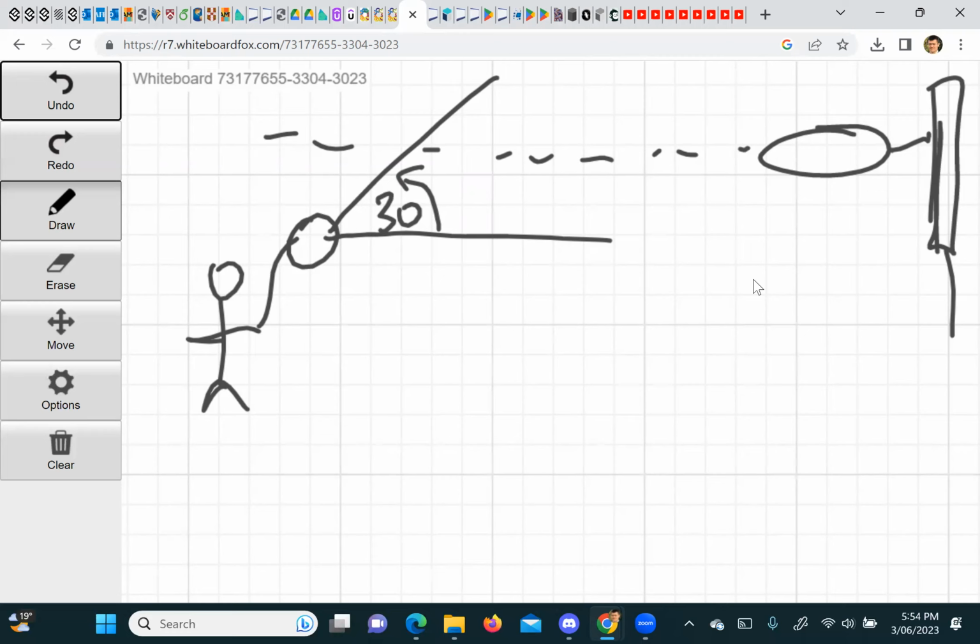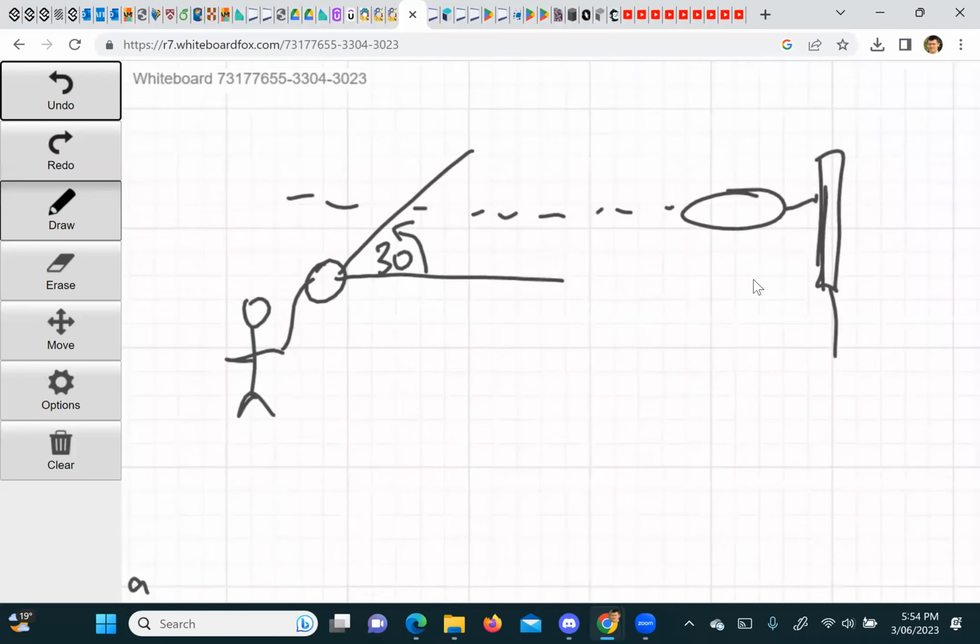But this is a simplified model, and it kind of goes to show why you need shot arc to get the ball into the hoop. So shot arc really helps. And it's kind of a basic principle.